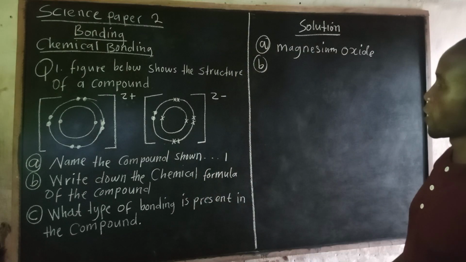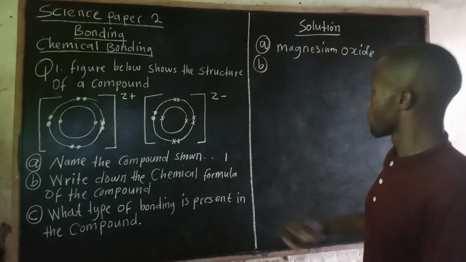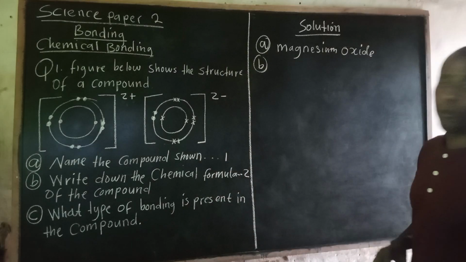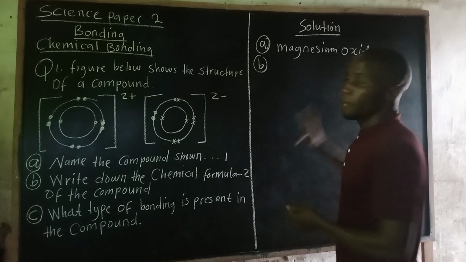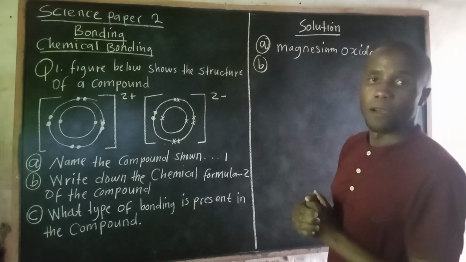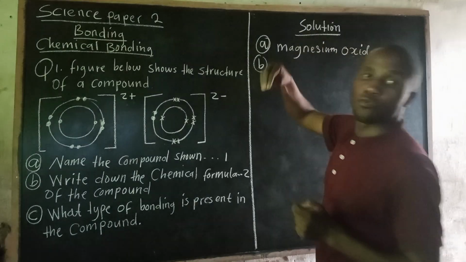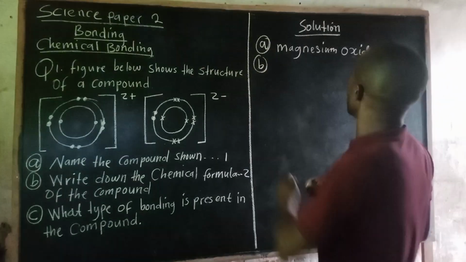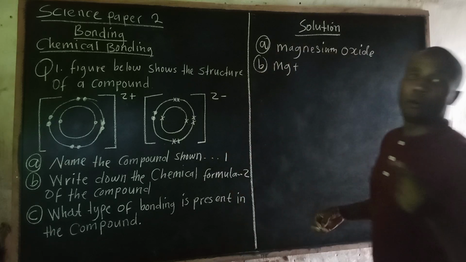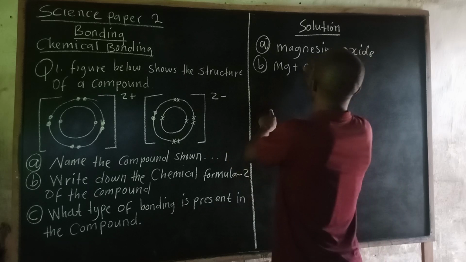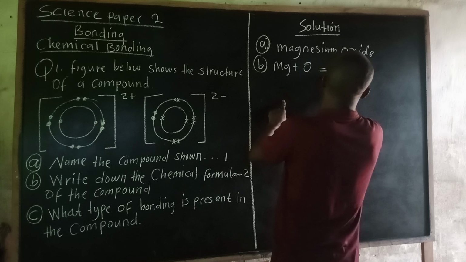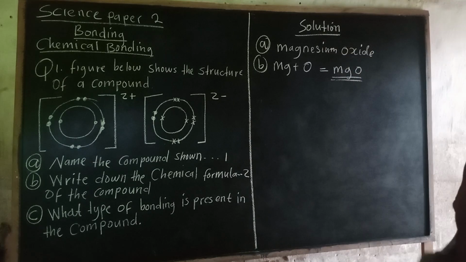So we come to question number 2. Write down the chemical formula. This is actually 2 marks. We are going to write the chemical formula of magnesium oxide. For you to know how to write the chemical formula of a given compound, first of all, you have to know the chemical formula of each element. The chemical formula of magnesium is Mg. Then the chemical formula of oxygen on the periodic table is O. So when you put these together, we are going to have MgO, magnesium oxide. So that will be the answer.